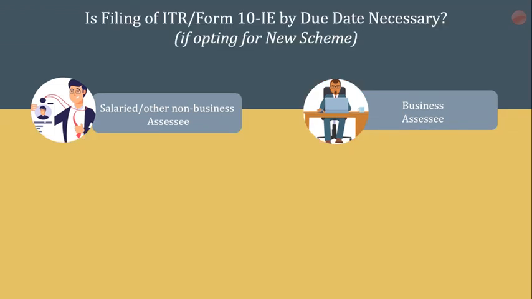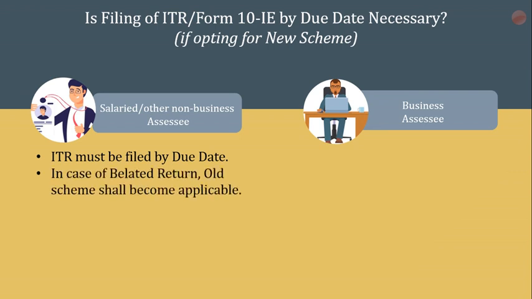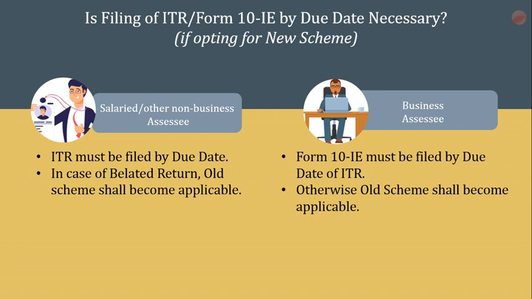Now, a very important question arises: is filing of ITR or Form 10IE by the due date necessary, essential, or mandatory, if one is opting for the new scheme? Let us see in both the cases. In the case of salaried and other non-business assessees, ITR must be filed by the due date. In case of a belated return, the old scheme shall become applicable automatically. Whereas in the case of a business assessee, Form 10IE must be filed by the due date of the ITR. Otherwise, the old scheme shall become applicable.